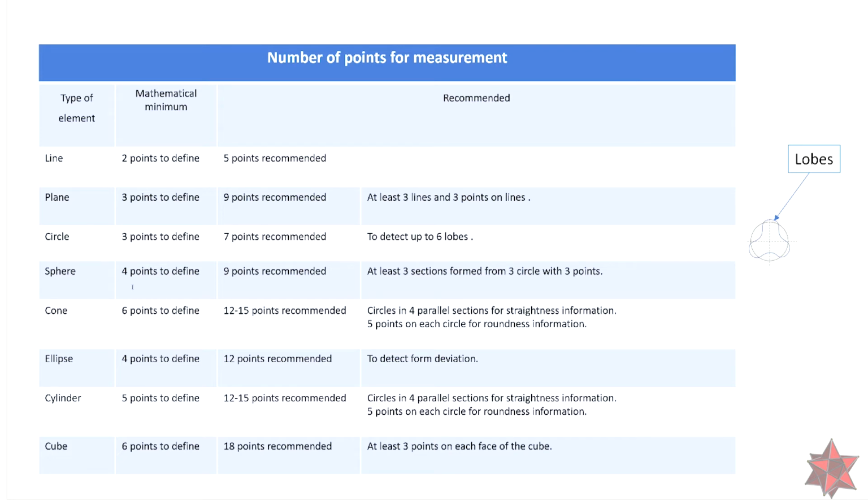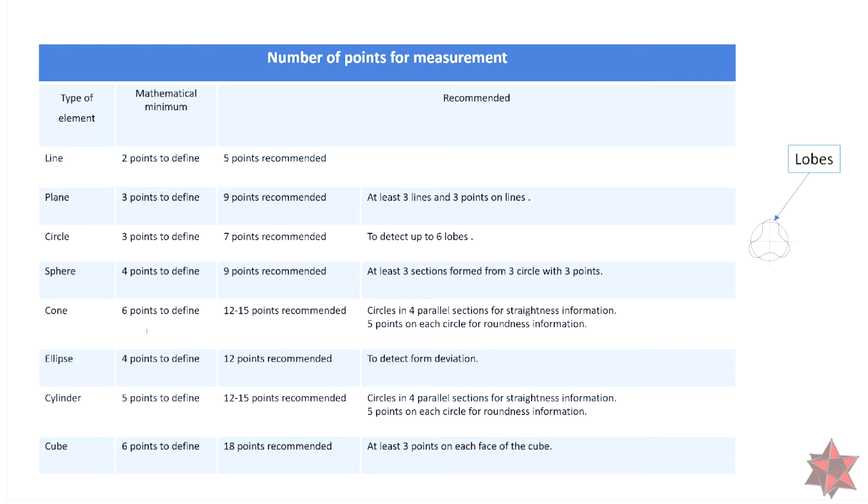Okay, so for the sphere, you will have to take 4 points to define it. It's recommended to take 9 points, at least 3 sections formed from 3 circles with 3 points. For the cone, it's enough to take 6 points to define it, but it's recommended to use 12 to 15 points. You will have to make 4 parallel sections formed from circles if you want to use straightness information for the cone, and 5 points on each circle to see the roundness information.